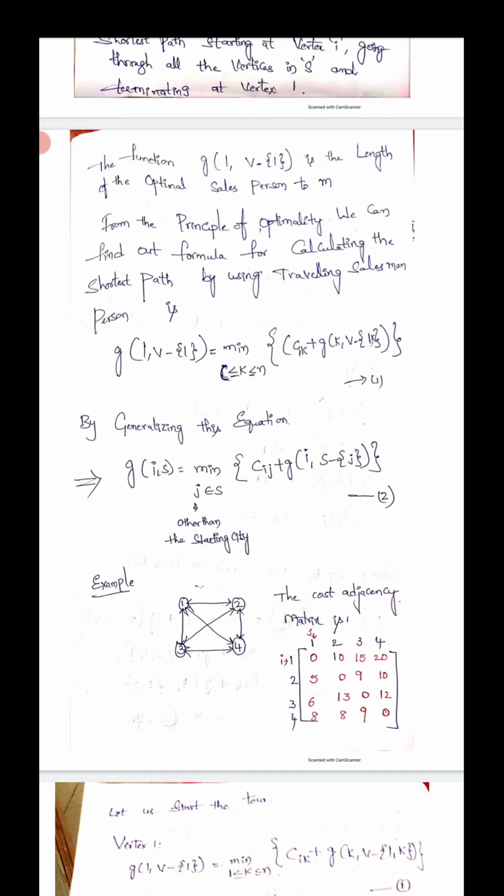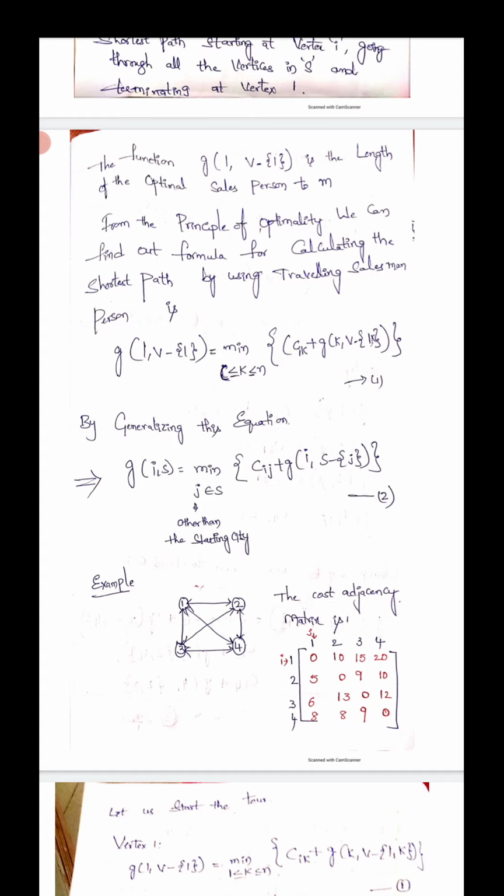From the principle of optimality, we need to find a formula for calculating the shortest path in the traveling salesperson problem. Here we need to learn these two formulas. They are very important. g of 1 comma V minus 1 is equal to the minimum over 2 less than or equal to k less than or equal to n of c of 1k plus g of k comma V minus 1 comma k. It is the first equation.